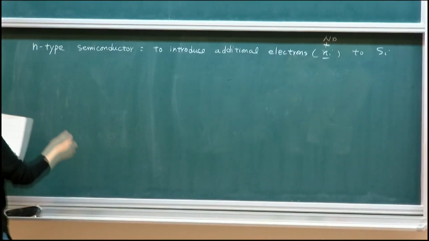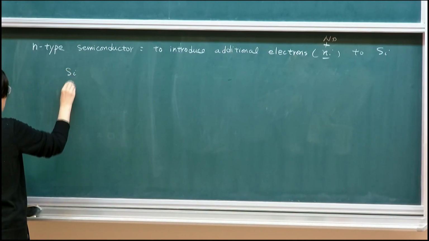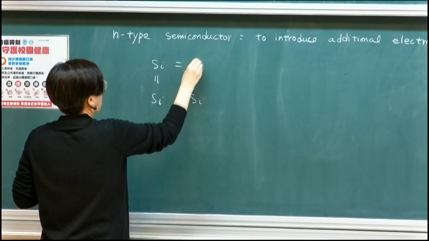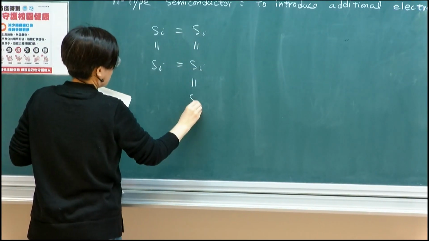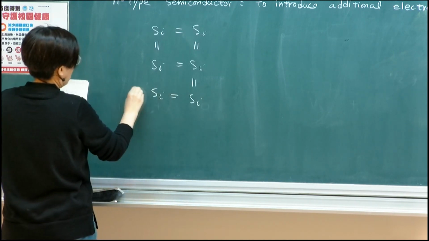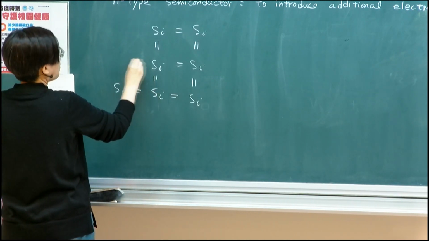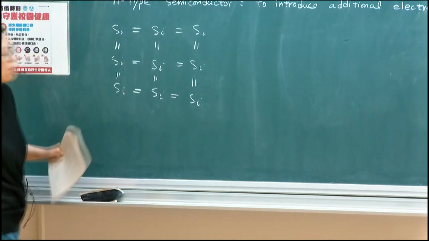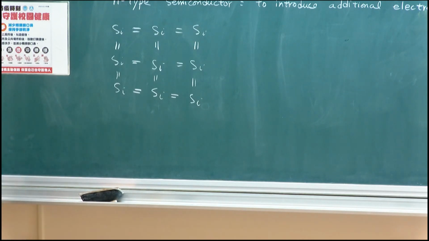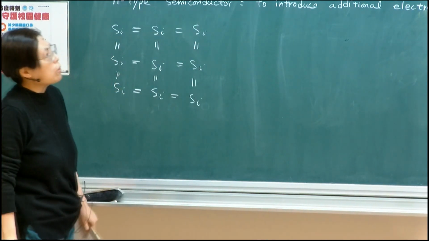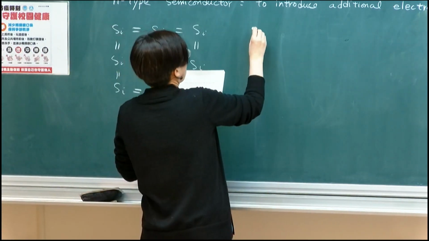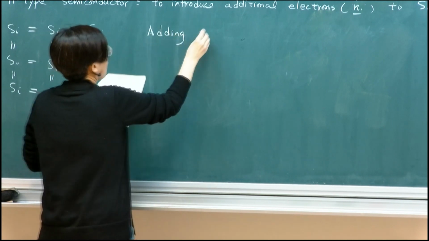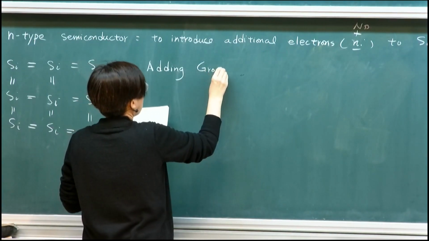So how do you do that? It's the same thing. Let me draw the crystal again. I start with a perfect crystal like this. Okay? Start with that. And I'm going to introduce something on the right-hand side, which is group 5. So we're adding group 5.